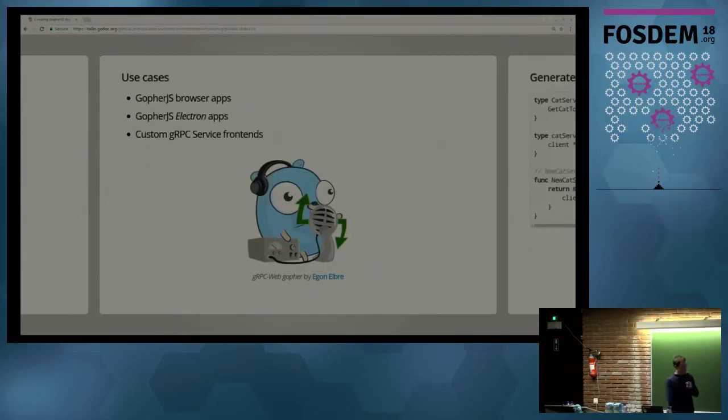So what can we do with it? You could write a GopherJS browser app. You could write a GopherJS Electron app, for example, and use it to communicate with your backend. Or you could just write a generic front end for your gRPC service. It doesn't even have to be a Go gRPC service. But we're going to have an example later to see what it looks like. And essentially anywhere where the front end talks to the back end.